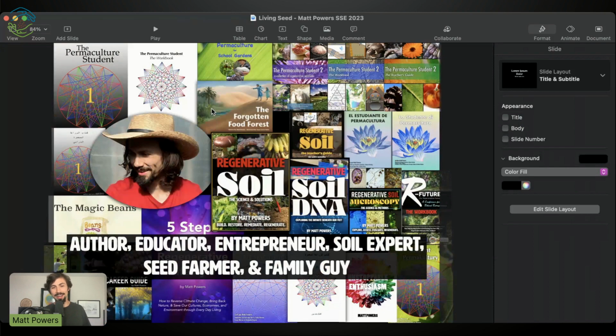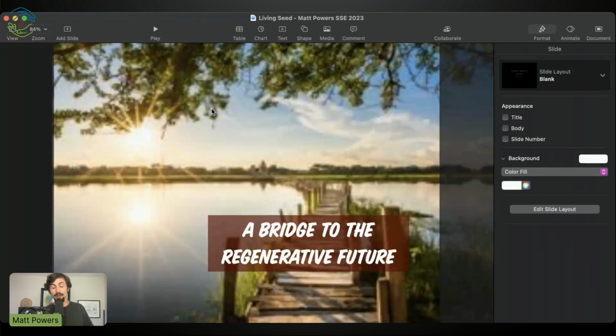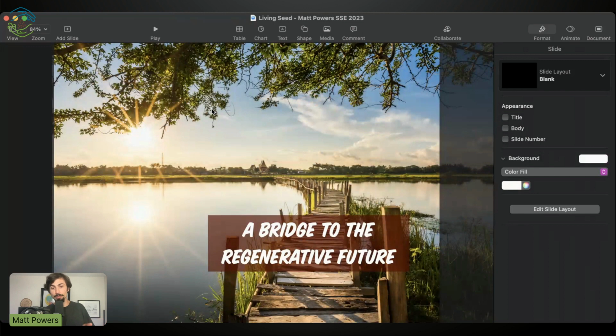And so this has been my last 10 years of my life, and I live it, I breathe it, I love it, and all of it's in an effort to make that bridge to the regenerative future, so that future generations can have access to ways to live beneficially with the world around them, with their community. They can start businesses easily as well.